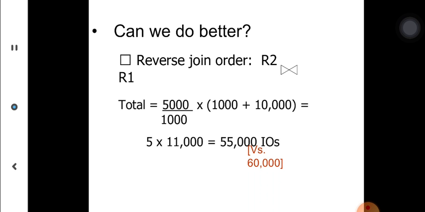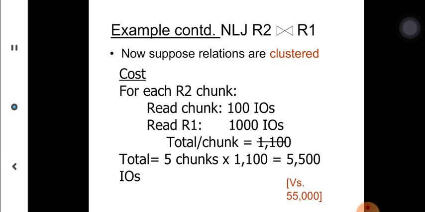We reduced this cost because we use more memory in order to reduce disk IOs. So can we do better? If we reverse the join order, R2 natural join with R1, it happens to be much smaller. We at least come down by another 5,000, so now 55,000 input outputs. So you can understand that you have better management if you plan well. So, example continued, if you nested loop join R2 with R1.